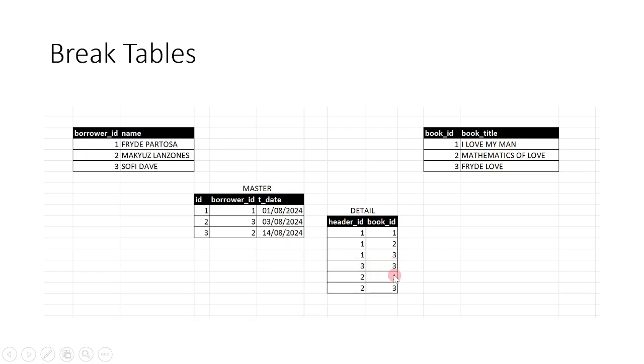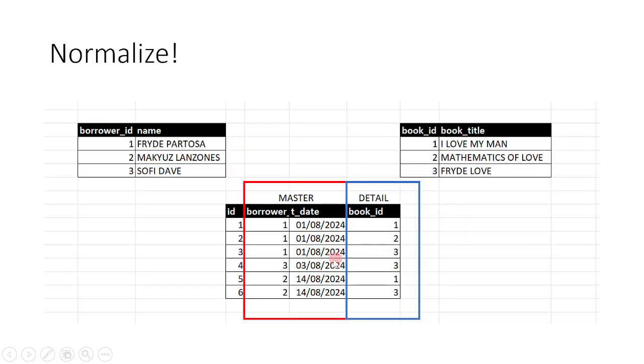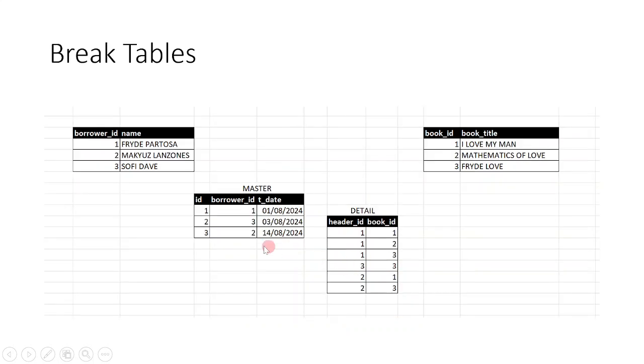And we have here borrowed book number 3. Book number 3 here. Borrower number 3, book number 3. So this should be number 2, because we are now referencing the primary key. And this one here should be 3, because we are now referencing this number 3 here.